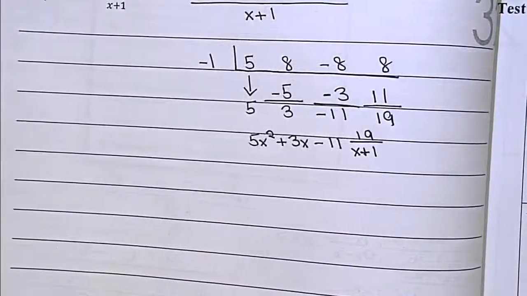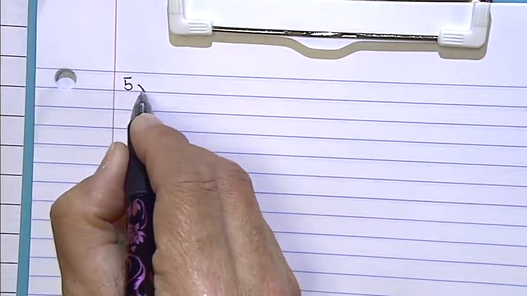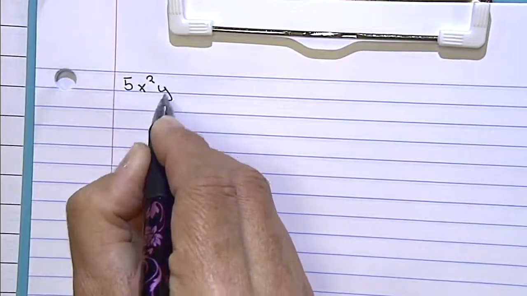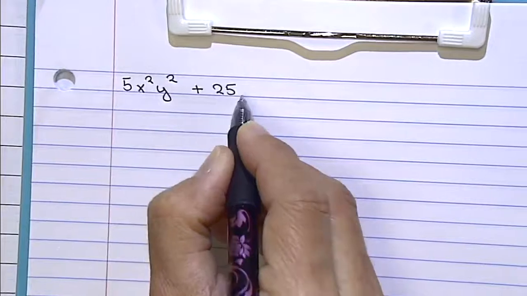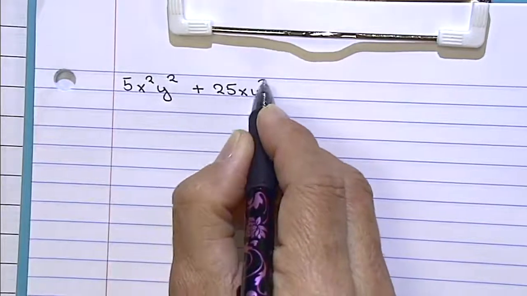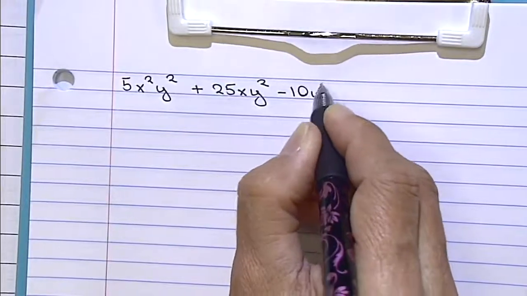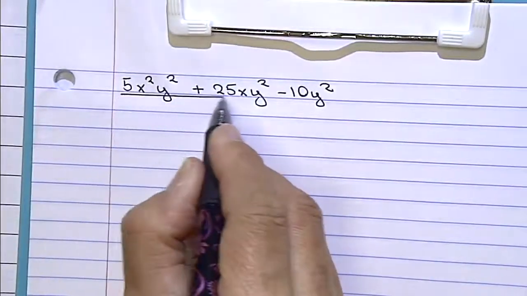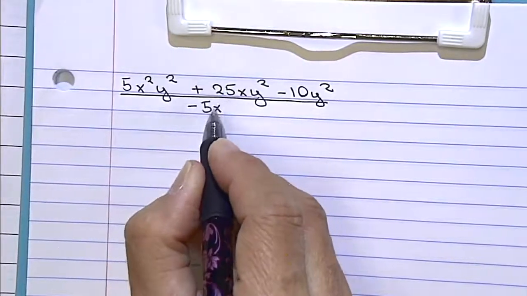I'm going to have to make one up, but I can do that real quick. Here's your problem, all right? The problem is 5x squared y squared plus 25xy squared minus 10y squared, and all of this is divided by negative 5x squared y.